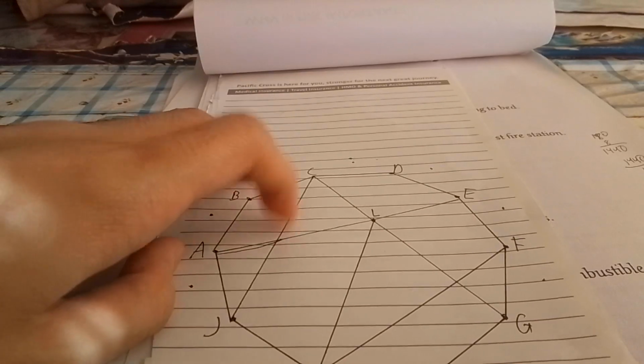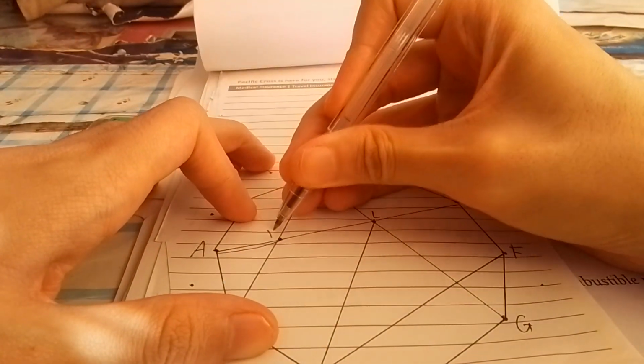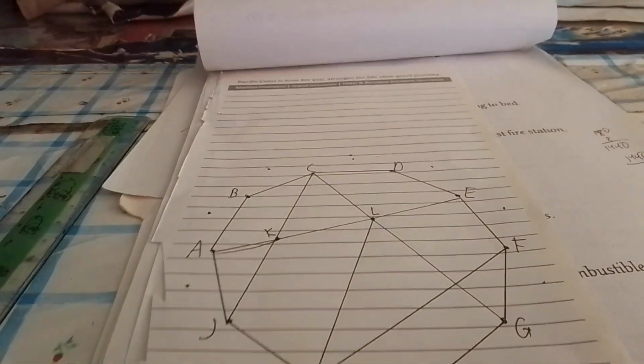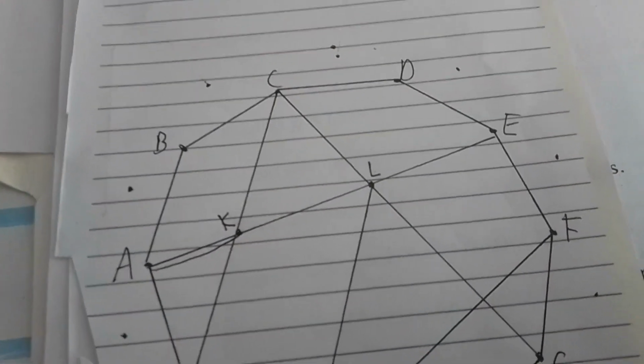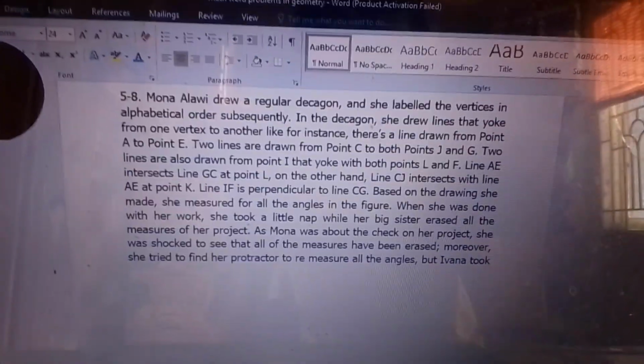So there's the intersecting point. Dito mo makikita, and this is what you call point K. So looking at the problem now, it should look like this. Okay? And the next instruction is this.